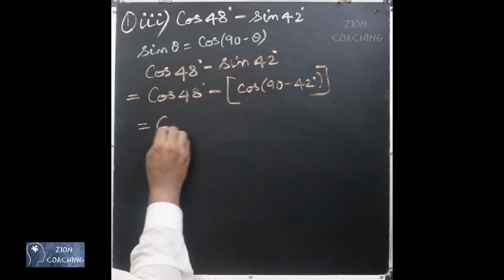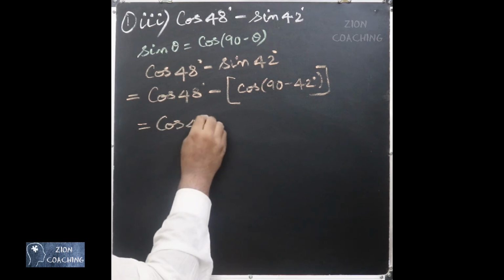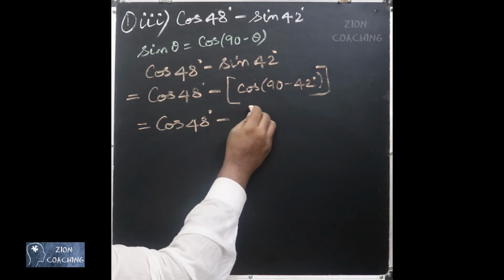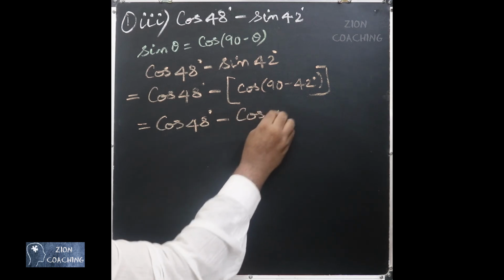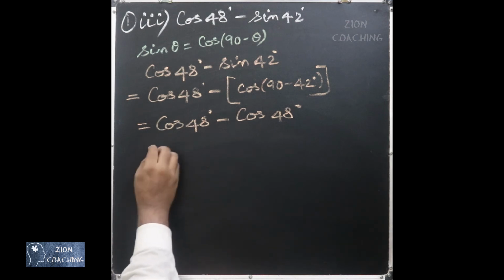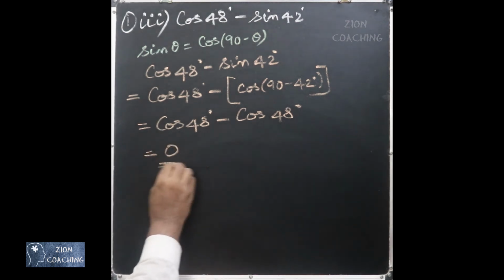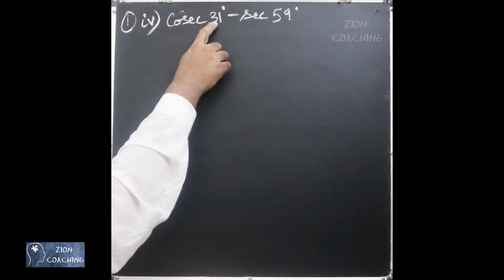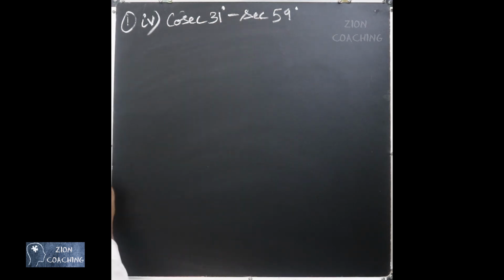So we are going to have cos 48 degree minus, 90 minus 42 is 48, so we are going to have cos 48 degree. Cos 48 degree minus cos 48 degree will be 0. Subdivision 4, we have to evaluate cosecant 31 degree minus secant 59 degree.